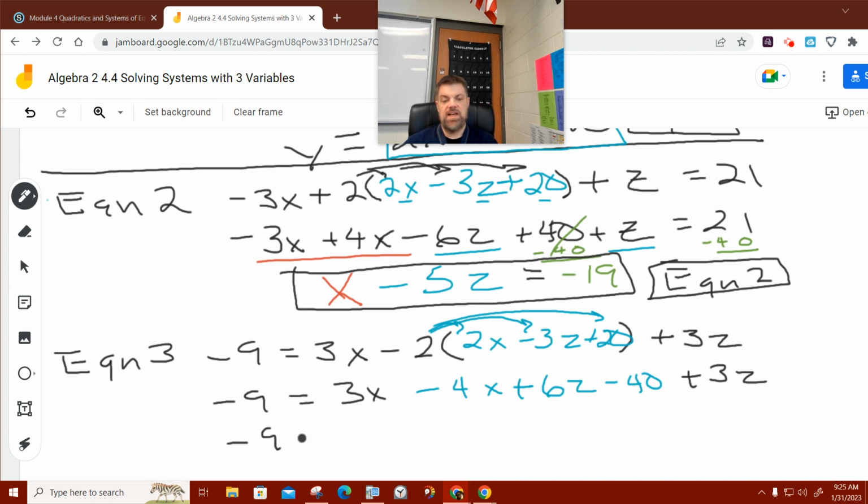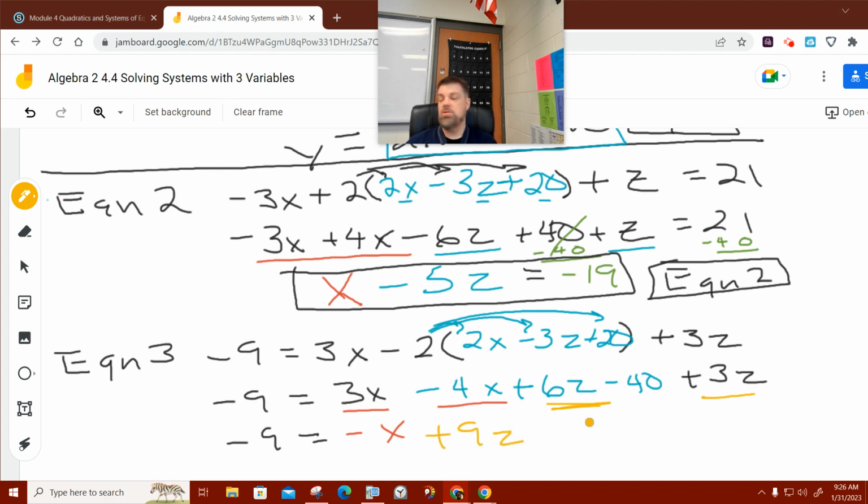So then I've got my negative 9 here. I'm going to do some combining of like terms. 3x minus 4x gives me a negative 1x. I've got a couple of z's over here too. We'll use yellow this time. I have a negative, or no, they're both positive. Positive 6z plus 3z is a positive 9z.